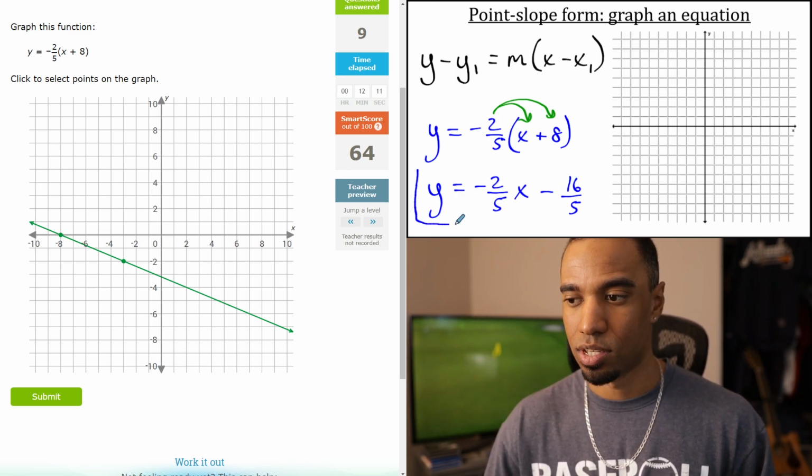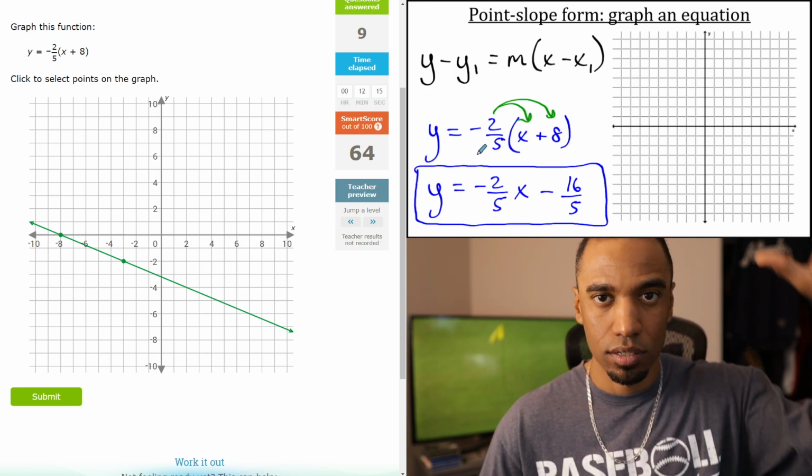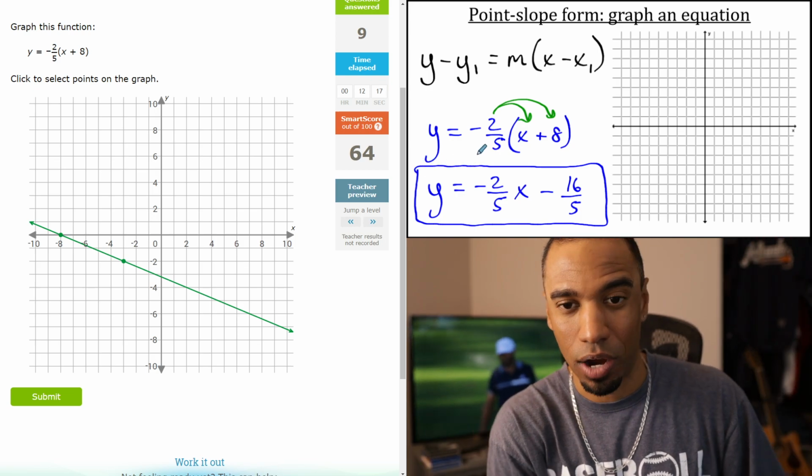I'm going to leave it like this. That's negative 3 and 1/5. Who wants to graph out of that? Not I. No, I do not want to graph out of that.